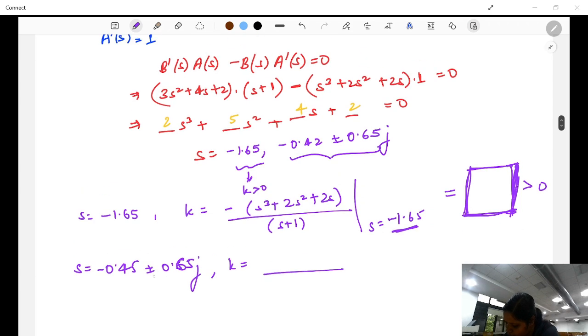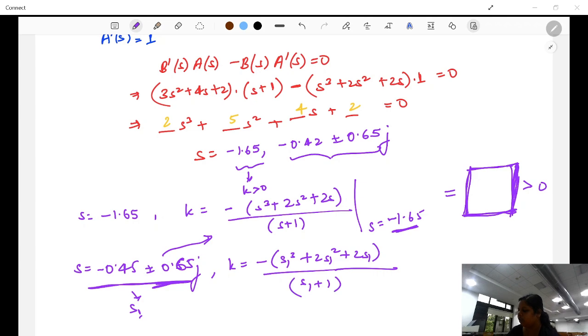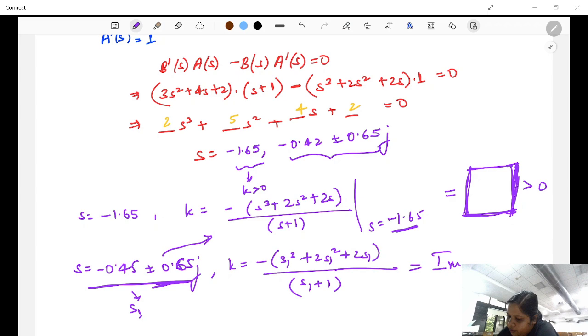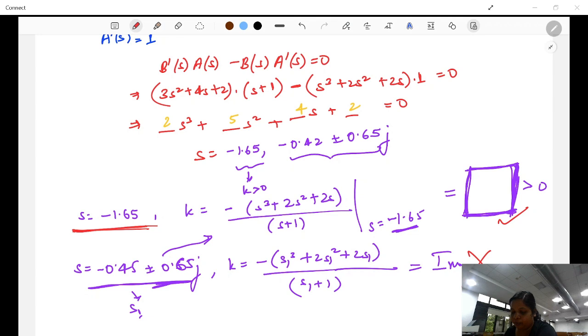If you substitute this s value in the k expression, that is, minus of whatever pole you had, let's say we call it s1, so s1 cube plus 2s1 square plus 2s1 upon s1 plus 1, you can very well see that this would turn out to be an imaginary value. It would not be a real value. So this would be some imaginary value, and this would be some real value, and it would be greater than 0. So we'll be only accepting this value and we'll reject this value. So we know this is a break-in point because we have got the value of k which is greater than 0. So this is definitely a break-in point for us.